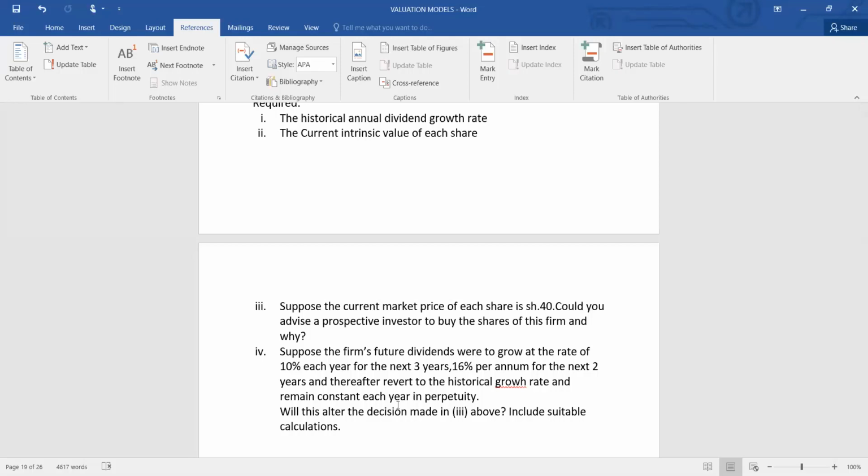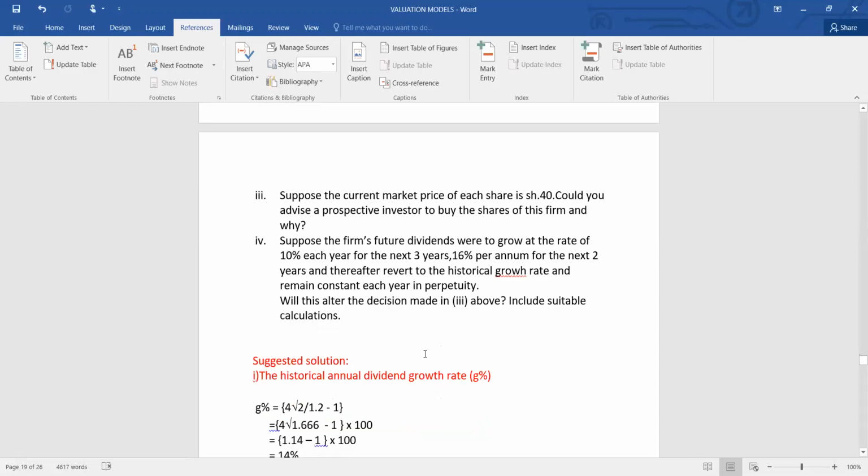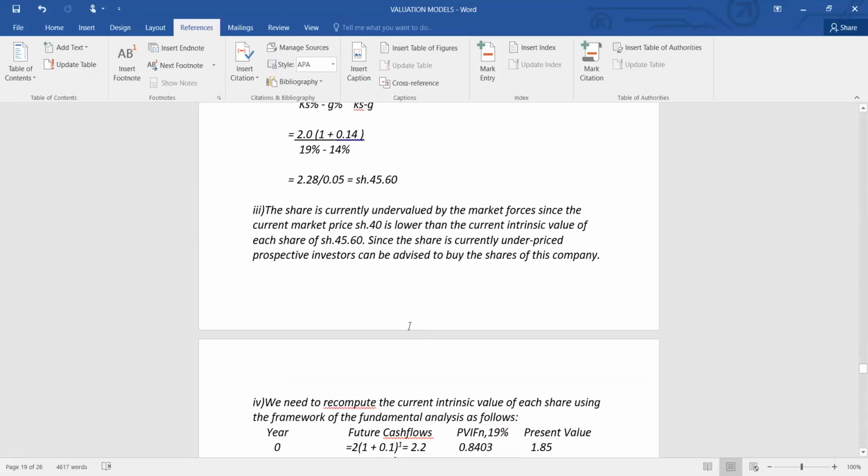We have used historical data so far. Number 4, I've framed it in a manner that now we have to use the future data to be able to find the current intrinsic value. Otherwise, I'm answering the same questions we have answered in number 2 and 3, except that in this case, we will be using future data. That's why we are being informed here that dividends can grow at 10% for the next 3 years, 16% for another 2 years, and then remain constant in perpetuity. So we need to start by establishing the future dividend. This is the one I'm working out here.